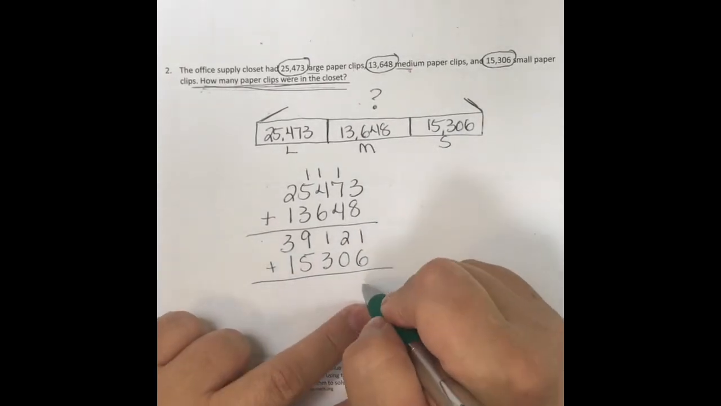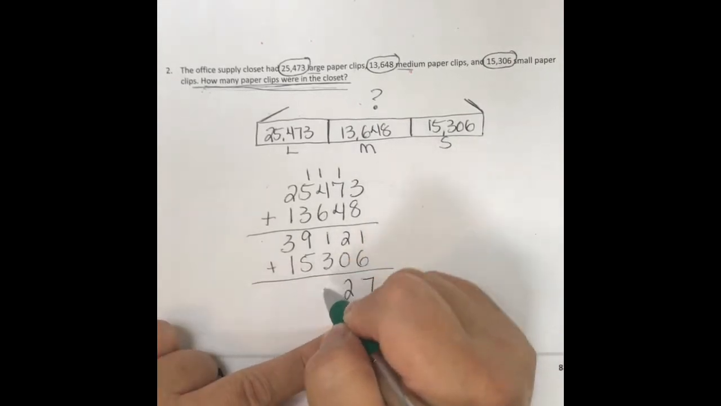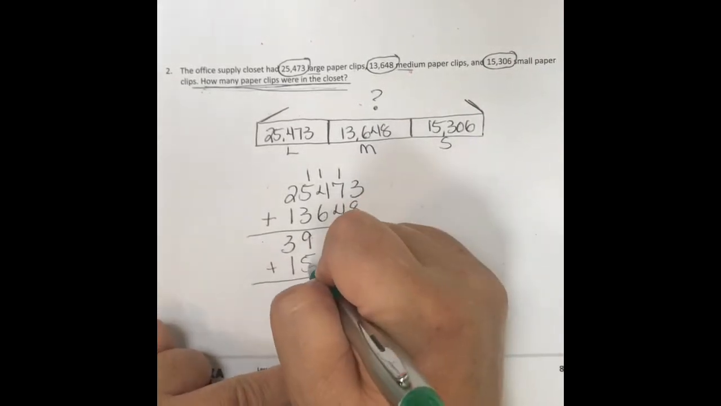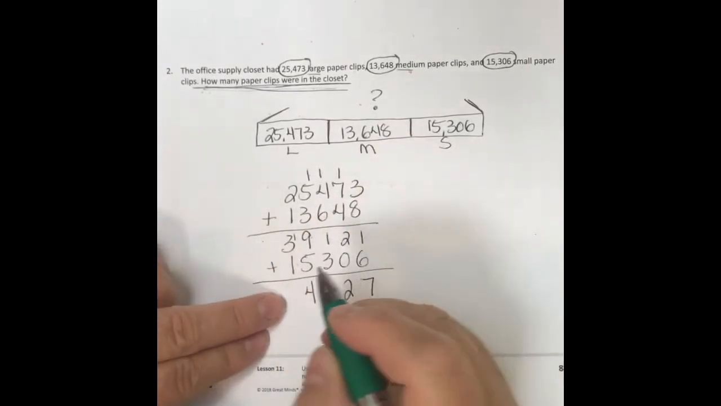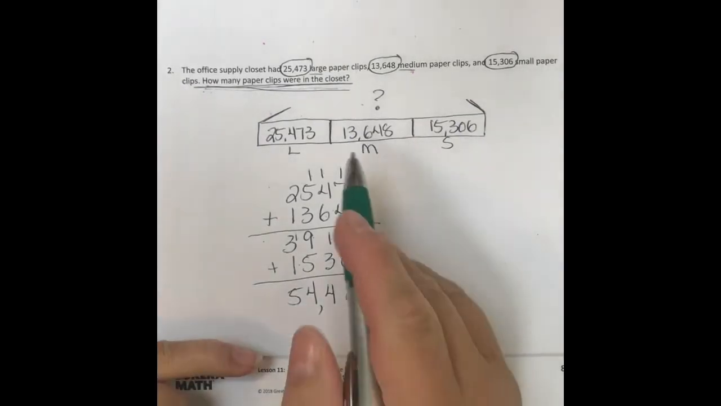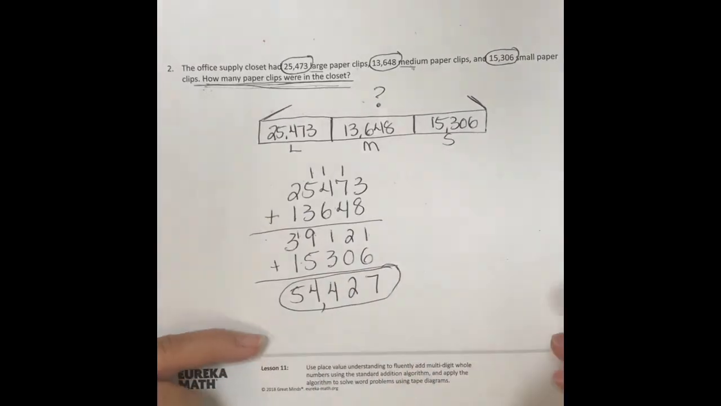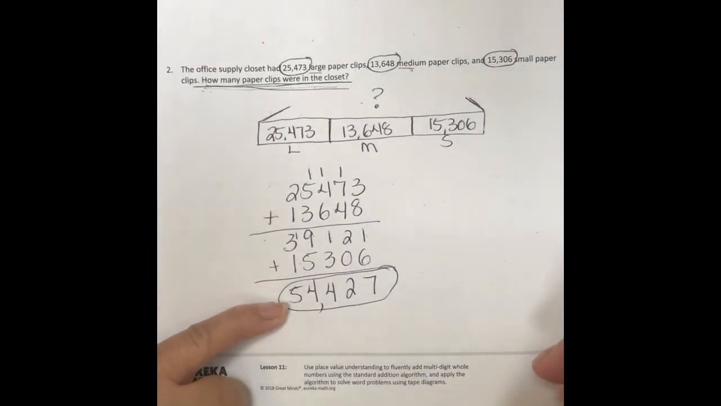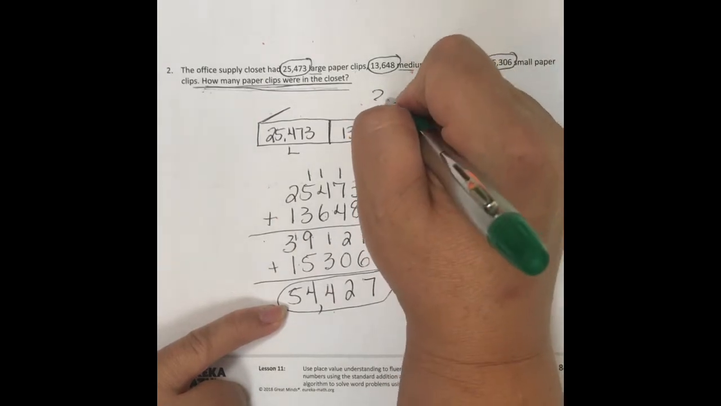Okay, so now I have 1 plus 6 is 7. Bring down my 2. 1 plus 3 is 4. 9 plus 5 is 14. 3 plus 1 is 4, plus 1 is 5. Okay, so now for a total for all 3 of the numbers added together, I got 54,427. Okay, so this has now been solved, so I can put this up here.